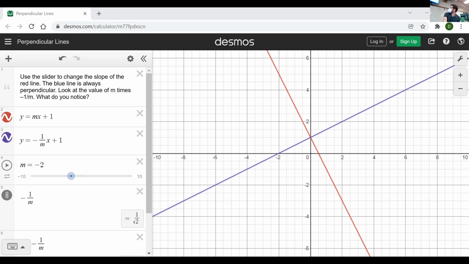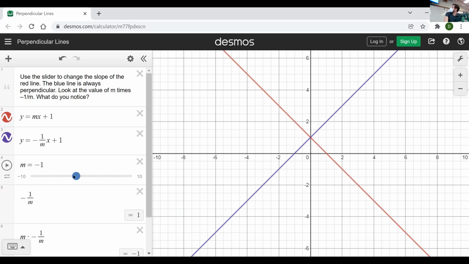So I want you to watch this number here, and I want you to watch this number here, and I want you to see if you can notice a relationship between those two numbers. This one's going to be, like I said, a little bit more challenging, but I want you to really pay attention to what's happening with those numbers as I move this slider right here. So if I change it to -1, so now the red line has a slope of -1, and the purple line has a slope of +1.